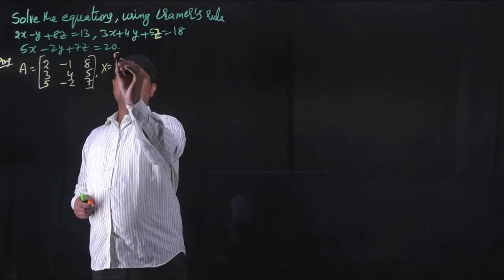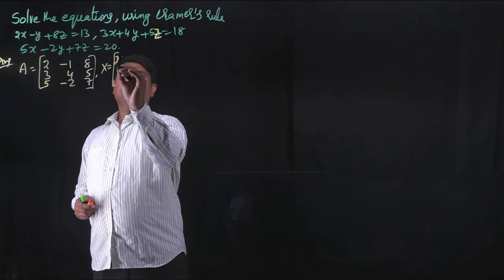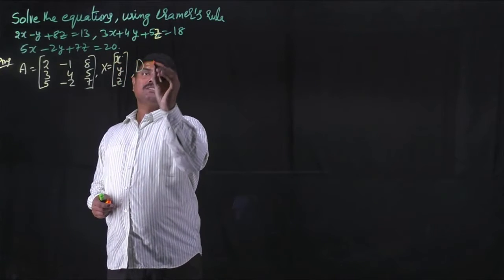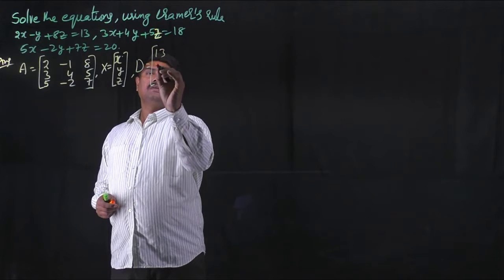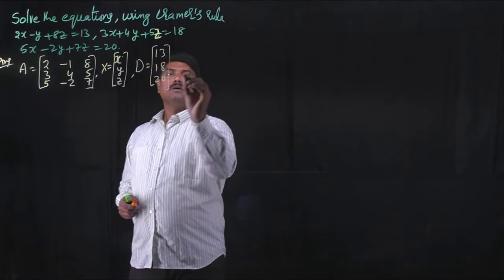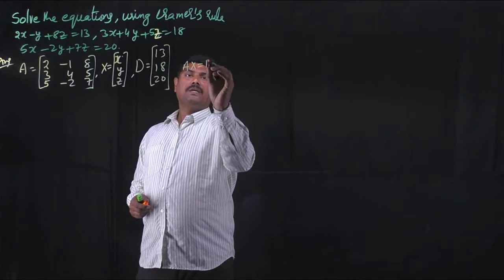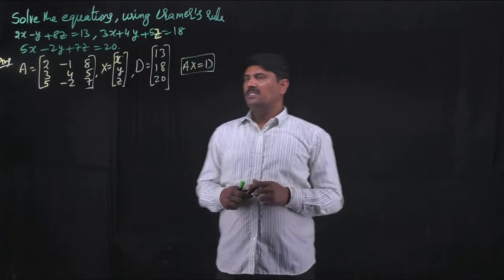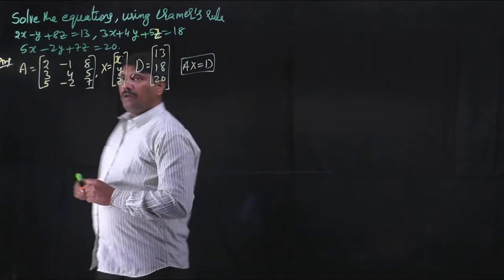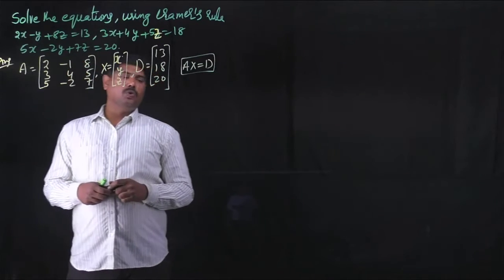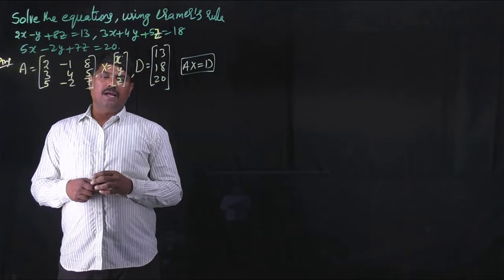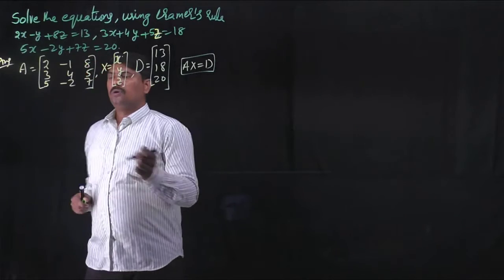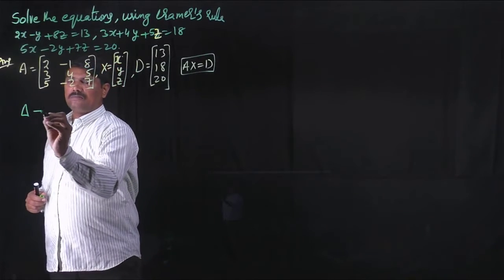And the variable matrix capital X is given by x, y, z. And the constant matrix D is given by 13, 18, 20. So these matrices are obtained from the equation AX = D. The matrix equation you are considering is AX = D. Now in Cramer's rule, you have to find determinant values denoted by delta, delta 1, delta 2, and delta 3. So I am first finding the value of delta.